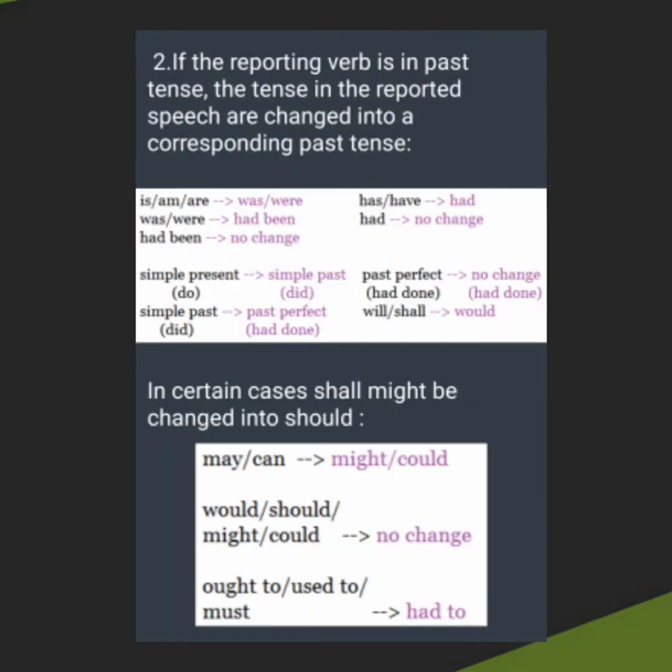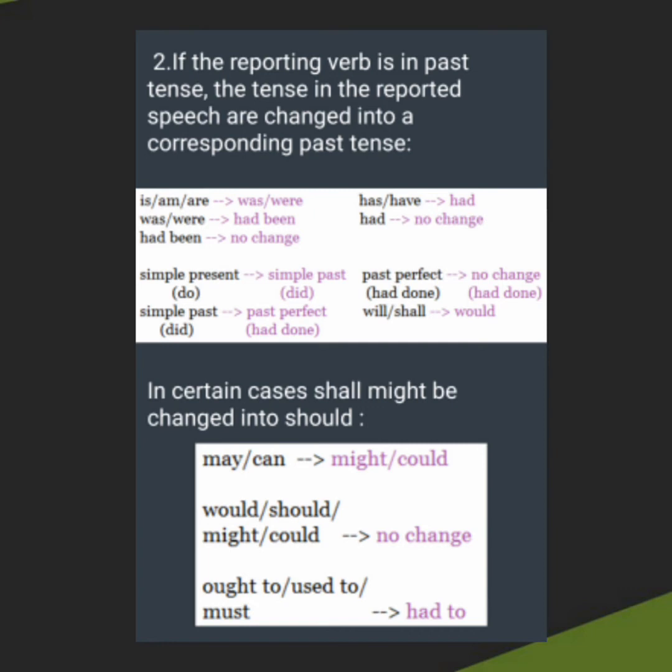If the reporting verb is in past tense, the tenses in the reported speech are changed into the corresponding past tense. Am, is, or will be changed into was and were. Was, were should be changed to had been. If there is had been, we should not change. Has and have should be changed into had. If had comes in direct speech, we should not change.